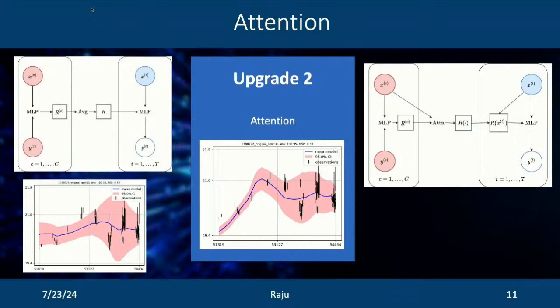Then the next step is to actually upgrade the neural processes themselves. So here, what we're trying to do in a neural process is encode the light curve, the entire light curve, into some sort of representation, and use that representation to model the target points. However, when you add attention, you can actually tell it how much of the representation to use for each target point that you want to make.